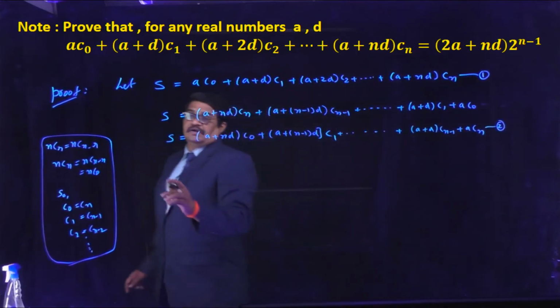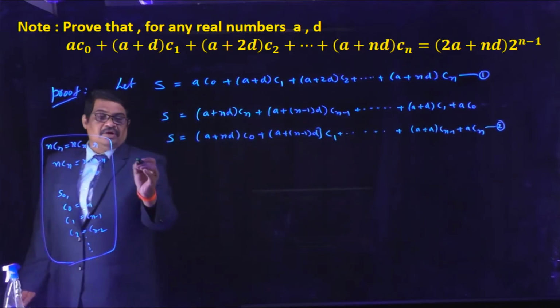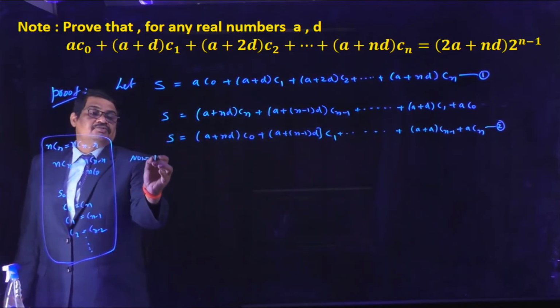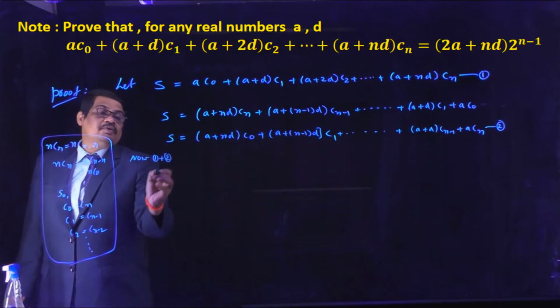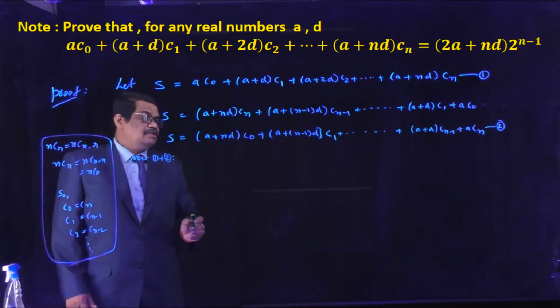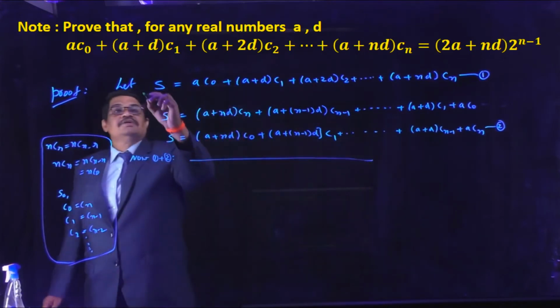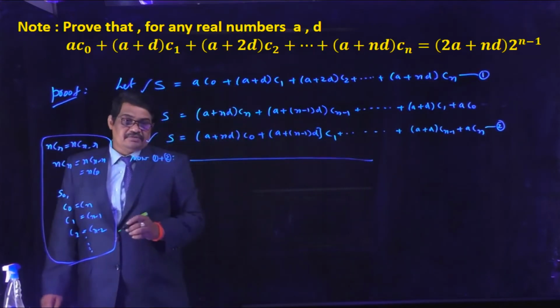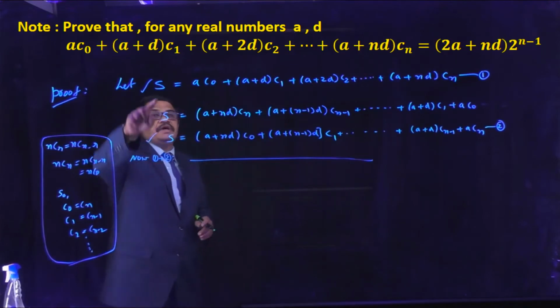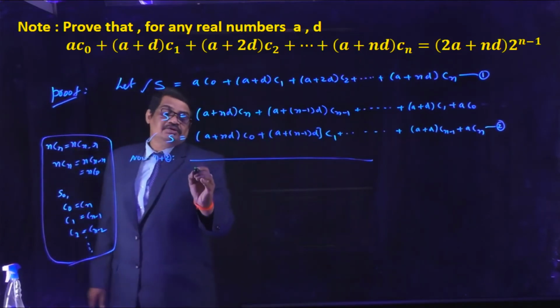Now we are adding equations 1 and 2. Adding these two equations, this equation and this equation, S plus S, that is 2S.